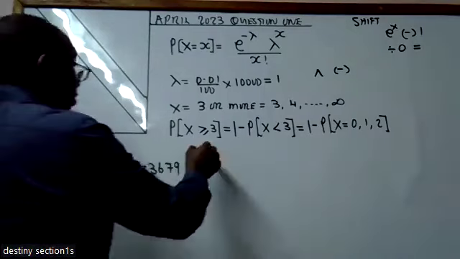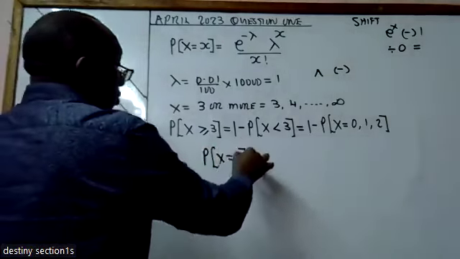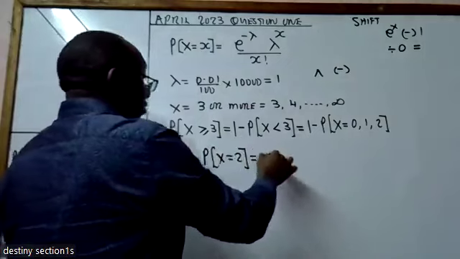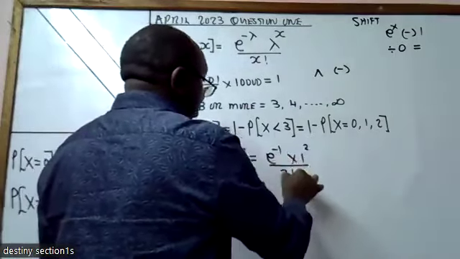Let's go to the next: probability that x is equal to 2. So now we say e raised to power minus 1 times 1 raised to power 2, you divide by 2 factorial.